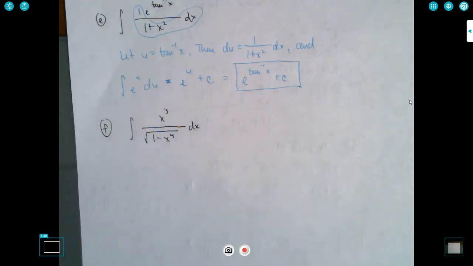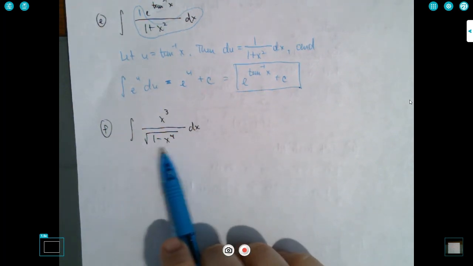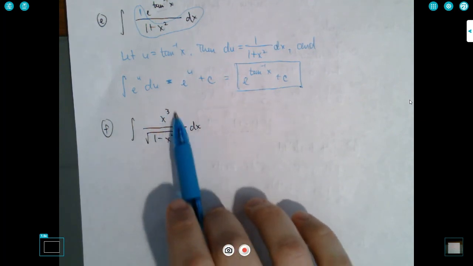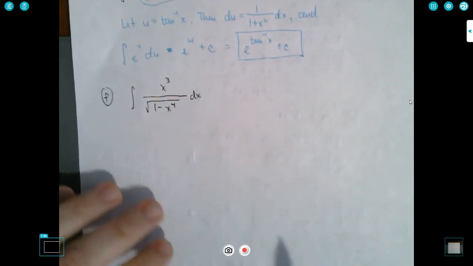So here, I think if we let u be 1 minus x to the fourth, then du is going to be negative 4x cubed, right? Which I basically have up here. So that's not a bad plan, right?